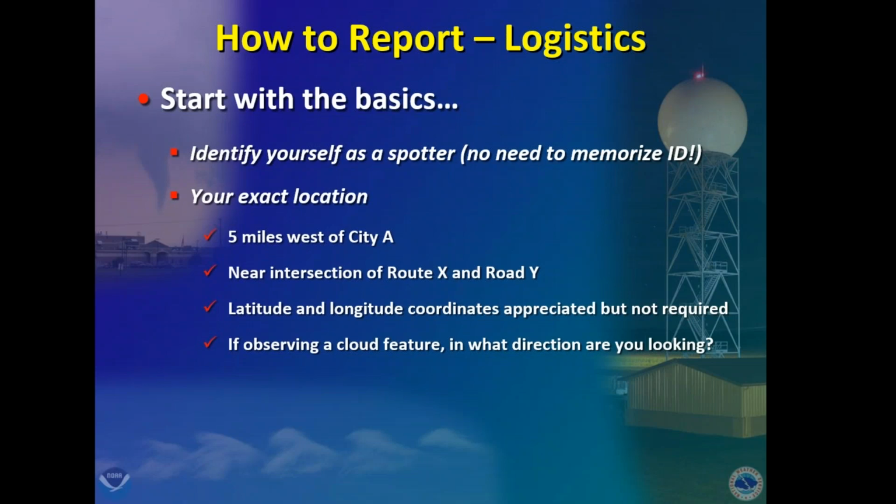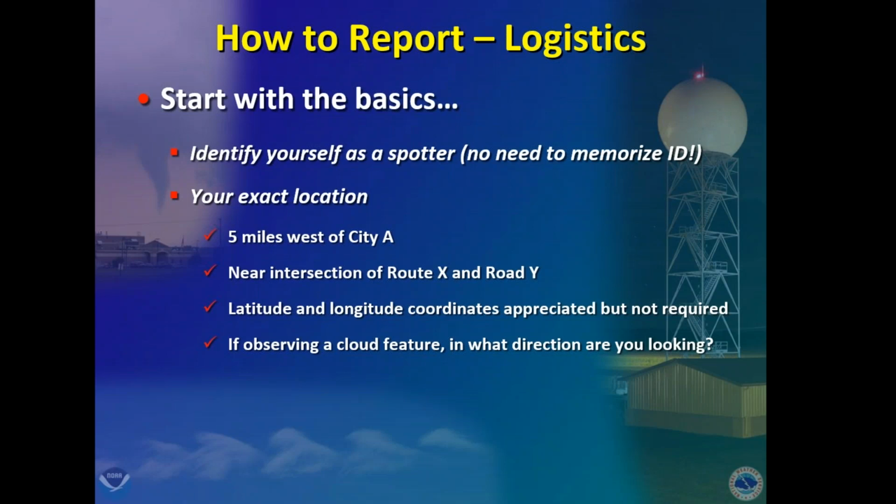When you do report, and we hope you do, give us your location as best you can. 5 miles west of City A, so 5 west of Chesterfield, or 5 west of Chesapeake, or 2 south of Moyock, or whatever it is. If you're an amateur radio person, or if you do happen to know your latitude, longitude, that's great. You are going to save me a step if you do that, but it's not required. I'm not going to yell at you if you don't know. But it's great if you have it. If you don't, near the intersection of Route X and Road Y, that's perfectly fine. Just try to be as specific as you possibly can and give us as much specificity in your report as you possibly can.